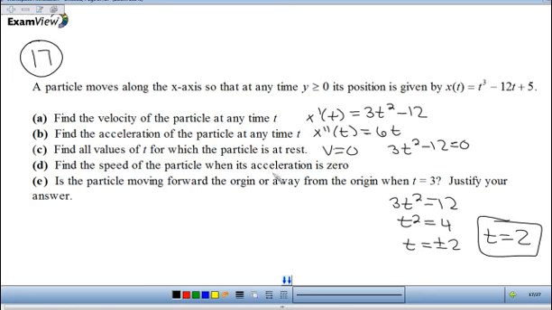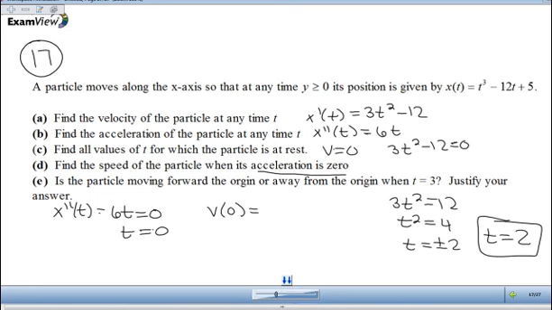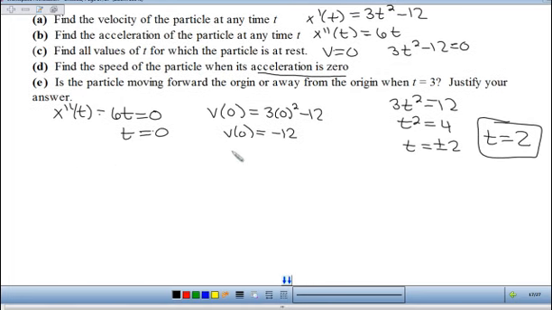Find the speed of the particle when the acceleration is 0. Okay, so when the acceleration is 0, we're going to find the time. So that occurs when t equals 0. Okay, so now we're going to find the velocity at 0. So 3 times 0 squared minus 12. Okay, so the velocity at 0 is negative 12. So therefore the speed when the acceleration is 0 is positive 12.